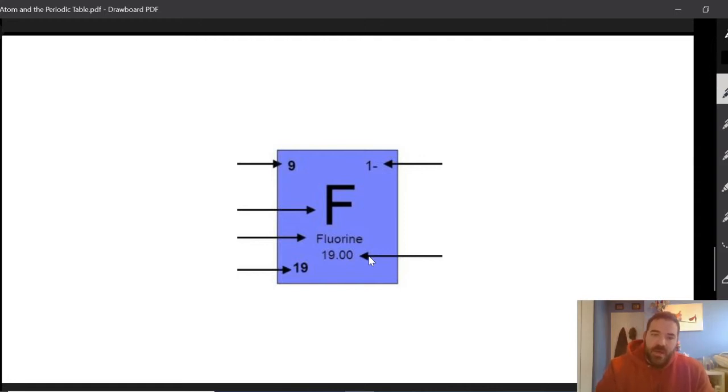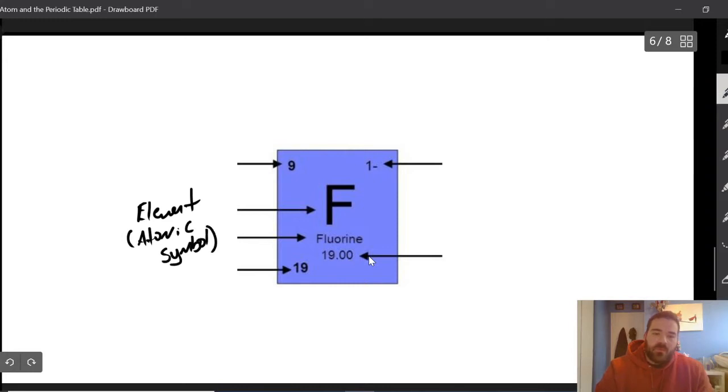So right here, right in the middle will be the element, also known as the atomic symbol. So this is the short form for the element. Obviously, as scientists, we're pretty lazy, and we don't like to write out fluorine every time, so in scientific papers and in textbooks, you're just going to see F.